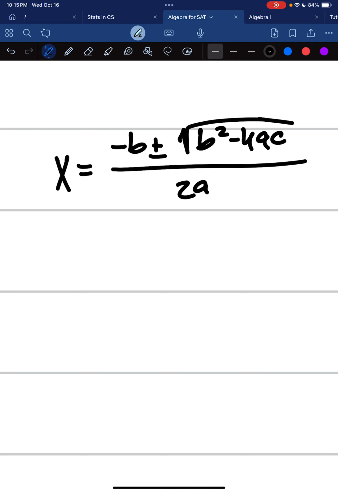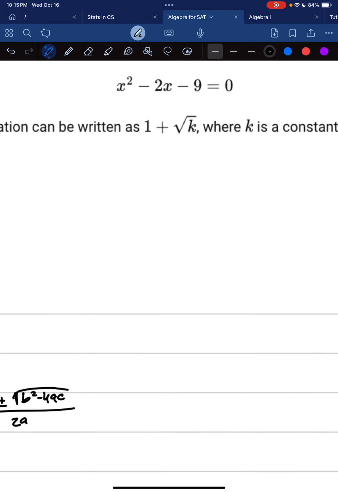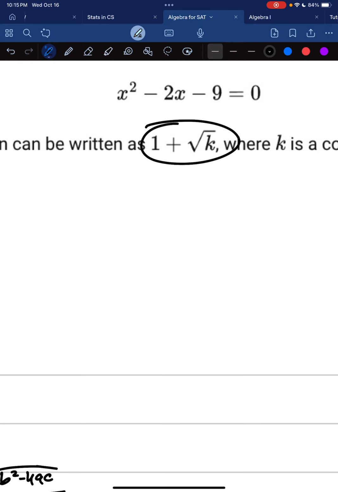over 2a. And the thing about the quadratic equation is that it usually gives you something in this form. Its solutions usually involve some number plus a square root or minus a square root. So whenever you see some solution that's in this form, you should be thinking of the quadratic equation.